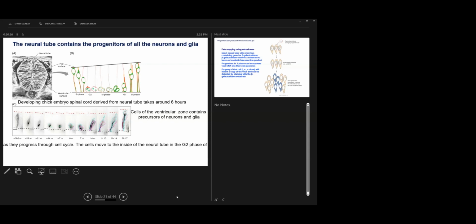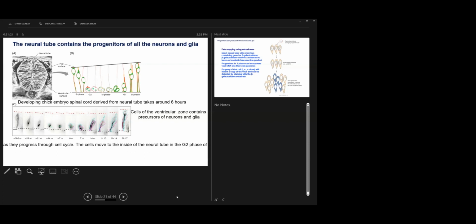Okay, so those cells, these are the bipolar cells. Those cells show inward and outward movement. You can see that the cells present in the ventricular surface are at different stages of the cell cycle. You have the S phase, the G2 phase, the M phase, and the G1 phase, and the nucleus in the cells shows inward movement from S phase to G2 phase.